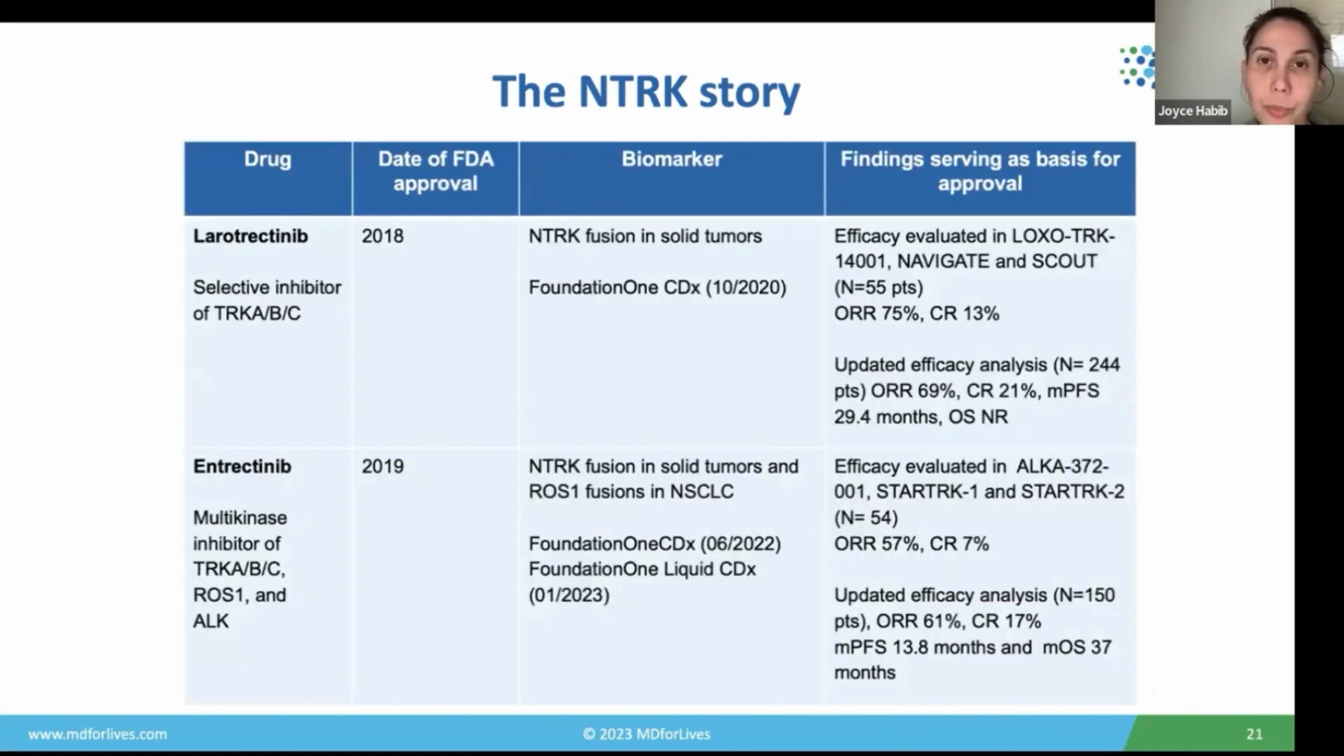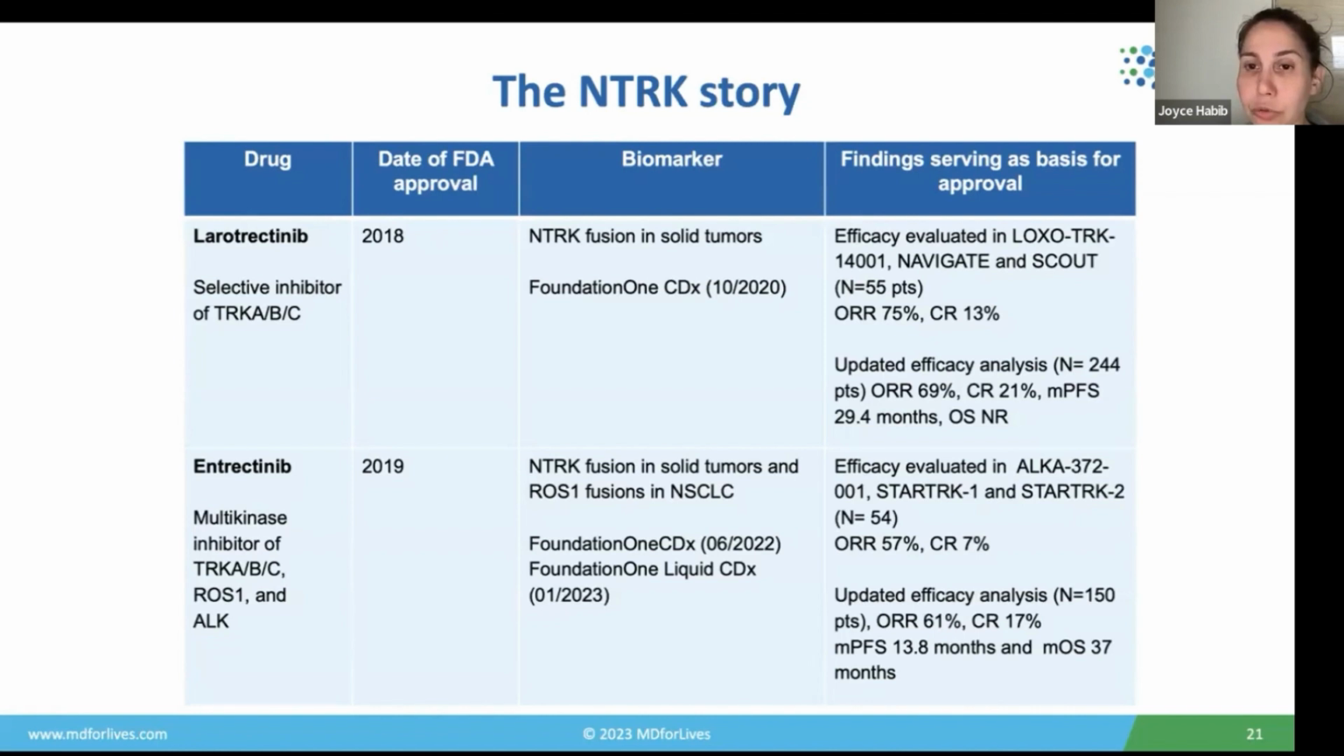And so we have two TRK inhibitors that are approved. One was approved in 2018 and one in 2019, so larotrectinib and entrectinib, in NTRK fusion positive solid tumors. The efficacy data leading to approval for both of these drugs was based on pooled analysis from 3 trials for each of these agents, enrolling approximately the same number of patients, 55 for larotrectinib and 54 for entrectinib.